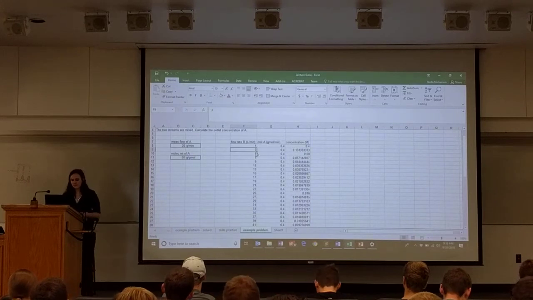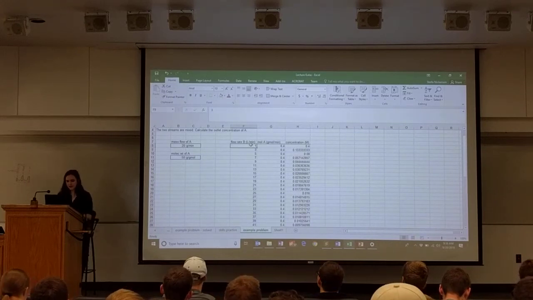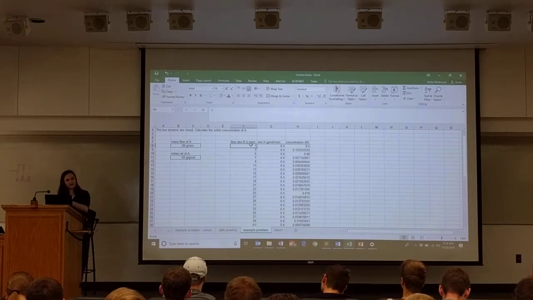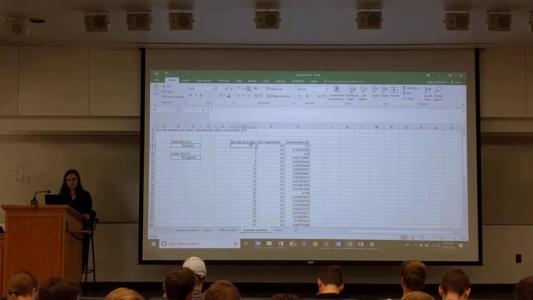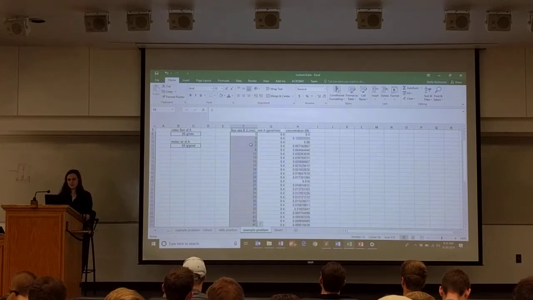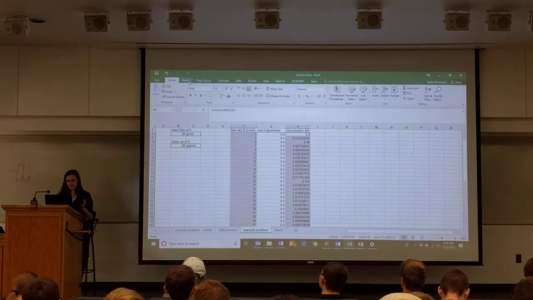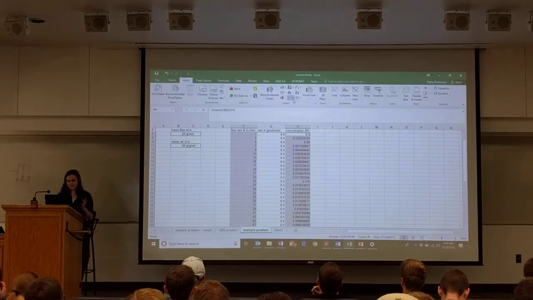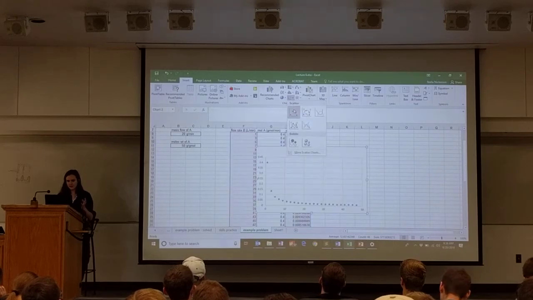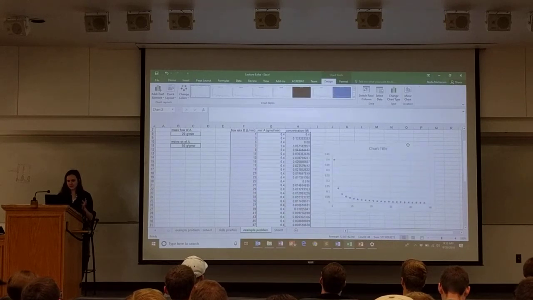So what I'm going to do is select, so my x-axis is going to be the flow rate, my y-axis is going to be the concentration. That's what I'm interested in seeing. So I'm going to select both of these, like so. I selected them both using control. There are other ways you can do it. I'm going to say insert, scatter plot. Now I have a scatter plot.